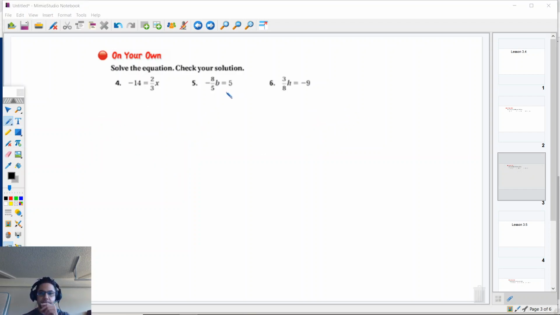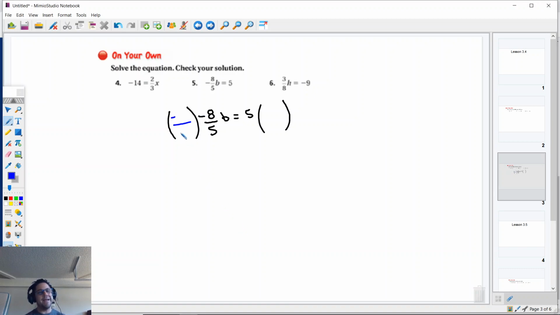Number 5 is structured well, but again, I don't have a ton of room to work, so I'm going to bring it down here. Negative 8/5 b is equal to 5. Now, let's use our reciprocal. What I personally like doing is not stressing too much about the negative sign, so I'm just going to keep it at the top, because in math, we really don't like the negative sign at the denominator. I'm really concerned about the reciprocal here.